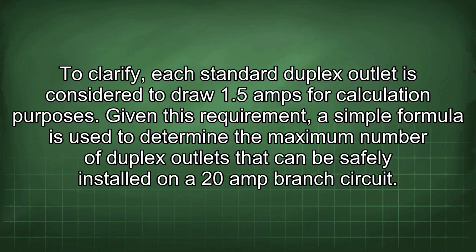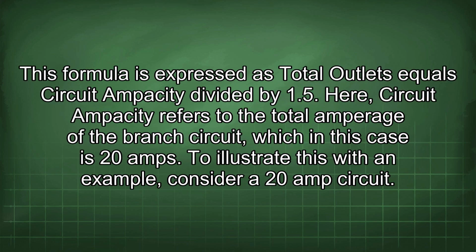Given this requirement, a simple formula is used to determine the maximum number of duplex outlets that can be safely installed on a 20-amp branch circuit. This formula is expressed as total outlets equals circuit ampacity divided by 1.5. Here, circuit ampacity refers to the total amperage of the branch circuit, which in this case is 20 amps.